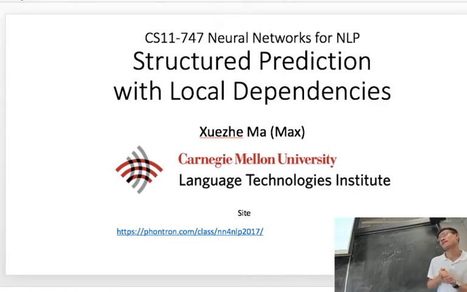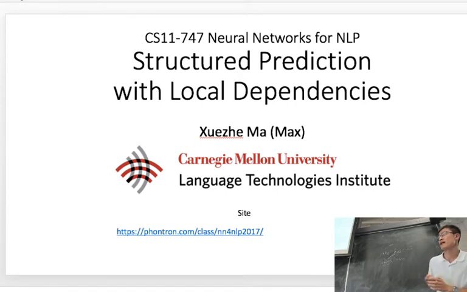Another disadvantage is that the independent classification model cannot guarantee a valid or consistent structured output. Suppose that we are doing NER and we use the BIO tagging schema. There is an obvious constraint that the I tag cannot follow the O tag. But this kind of independent classification model cannot model this constraint.